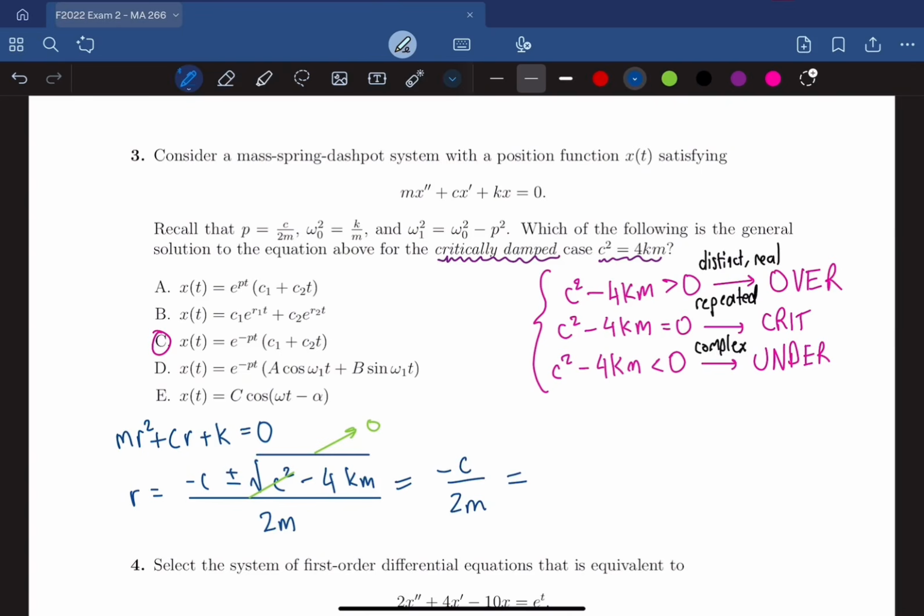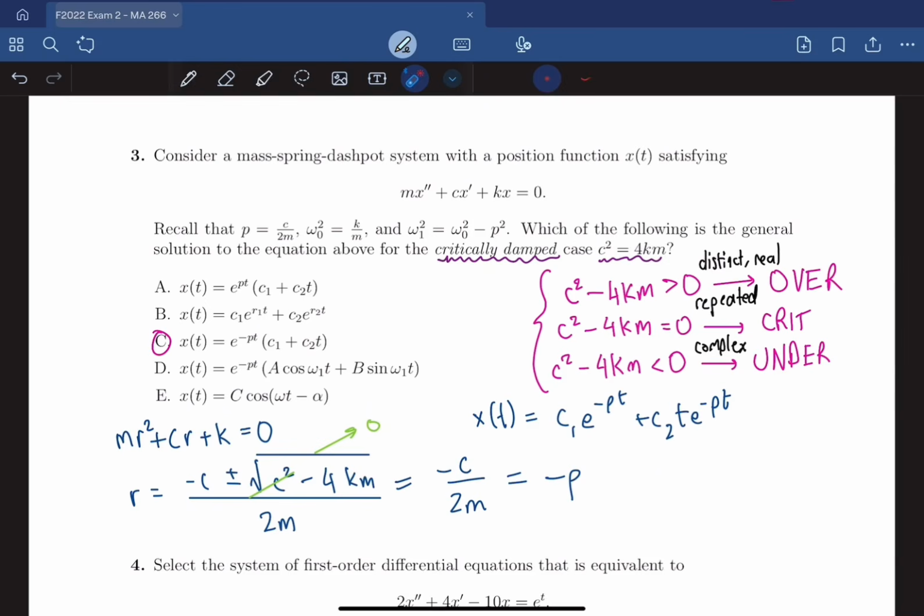And if you look back here, we're told that p equals c over 2m. So negative c over 2m would be negative p. So negative p is our repeated real root. Now if we build a general solution off of that, we can see that it's going to be c1 e to the negative pt plus c2 t. Remember, we multiply it by t if it's repeated. So it's going to be like that, and you can easily see how this factors into this.